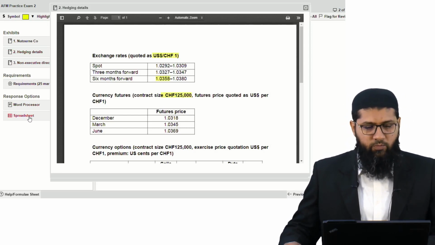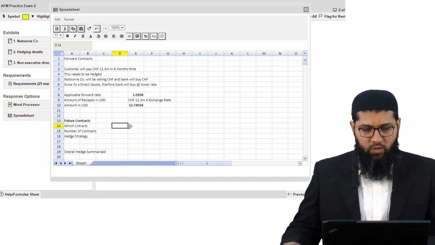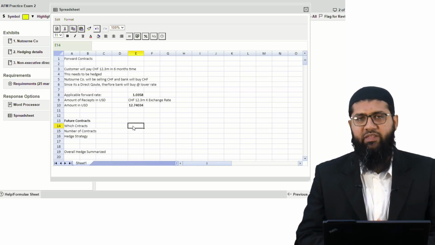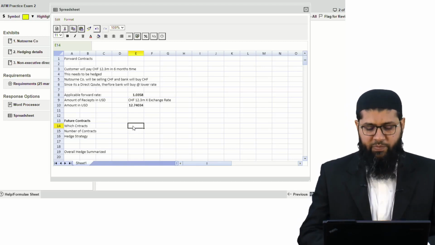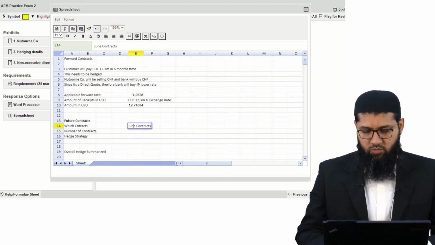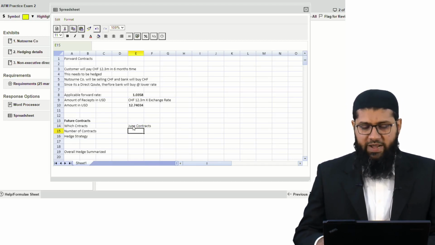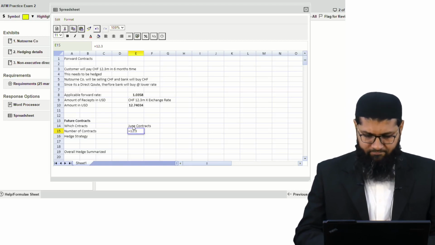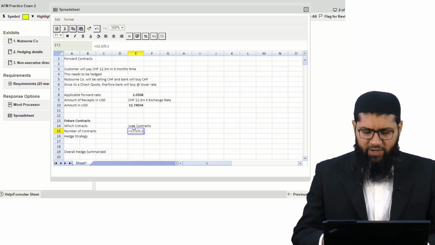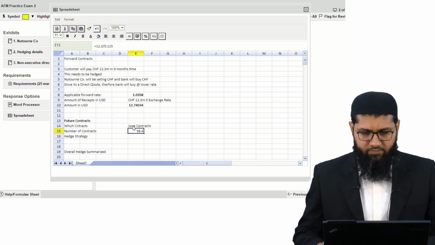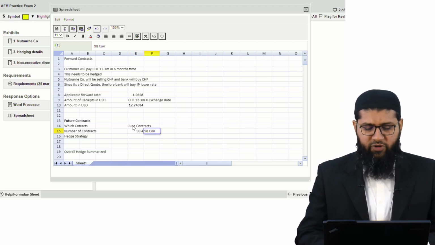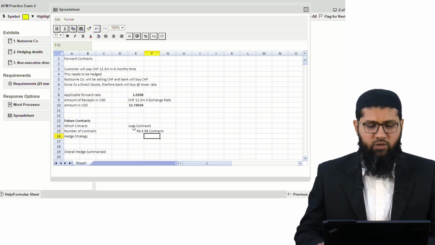So what are you going to do? You're going to say which contracts, so always the maturity, whose maturity is immediately after your receipt or payment date. So June contracts. The number of contracts is going to be what? 12.3 million divided by 0.125 gives 98.4. So we always use round figures, so it's the 98 contracts that you would go for.